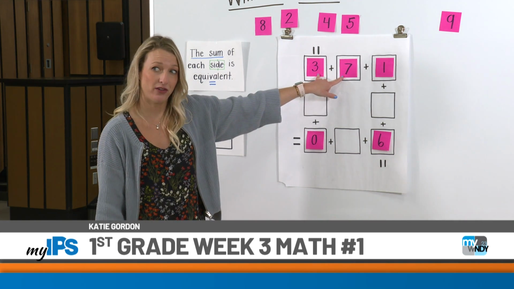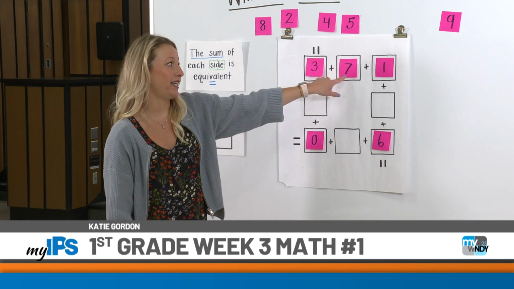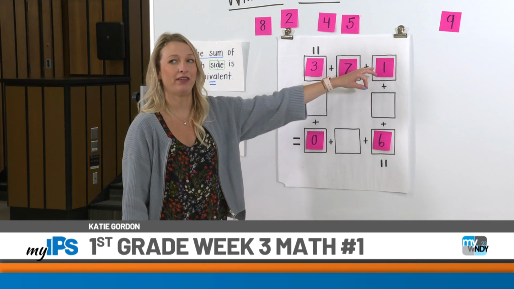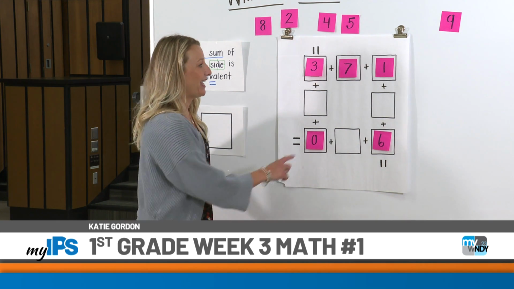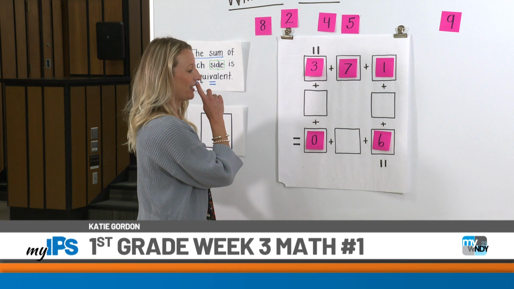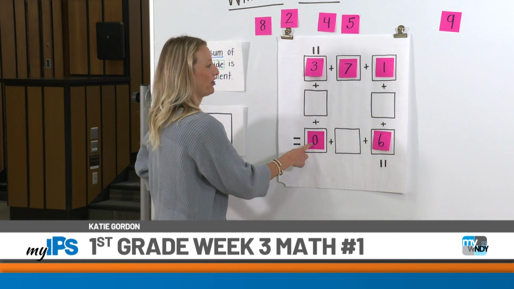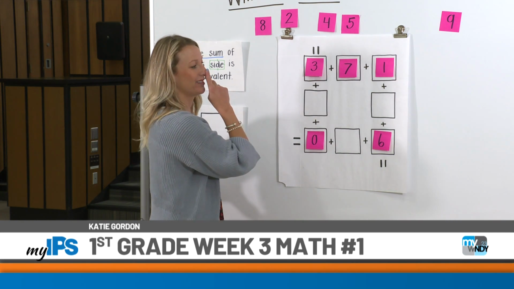So I know that 7 plus 3 gives me 10. So then I thought, okay, if I have 7 plus 3 gives me 10, and then I'm going to put the 1 here and get 11. And I'm thinking that I could probably get 11 on each side if I find the missing parts that go with 6 and 0 and 3 and 1.